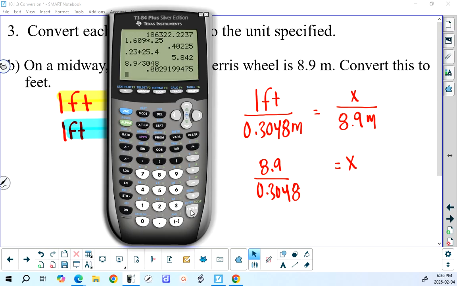Well, that can't be right. Where's my decimal? Try that one again. I mean, you always want to look at your answers. Don't just blindly write things down. 29.2 feet.